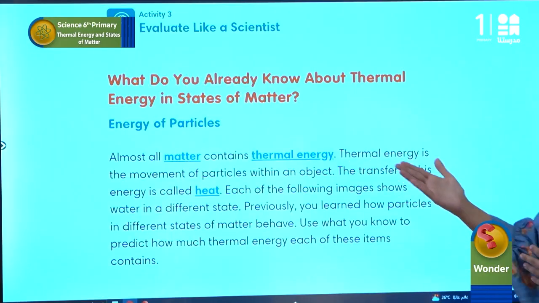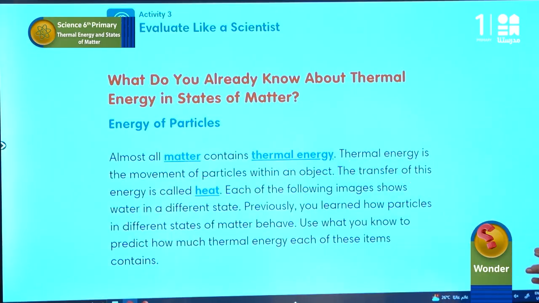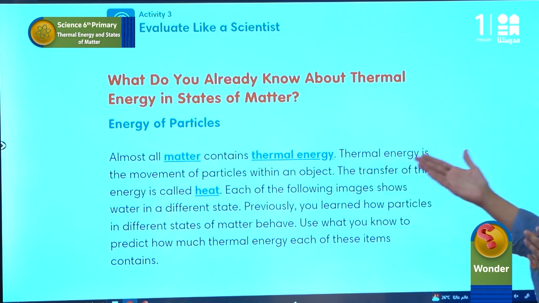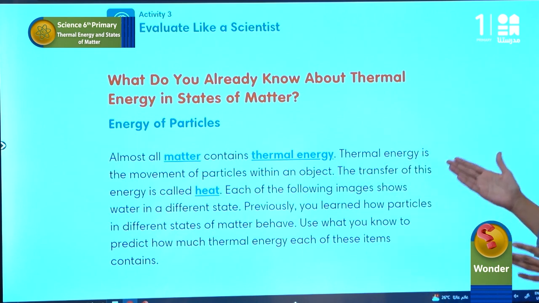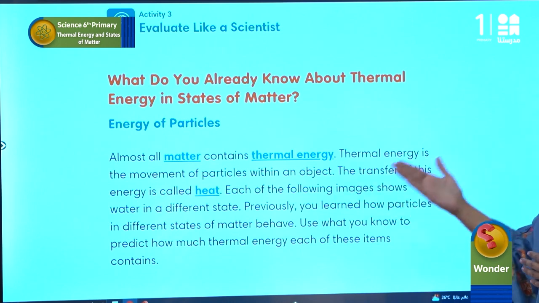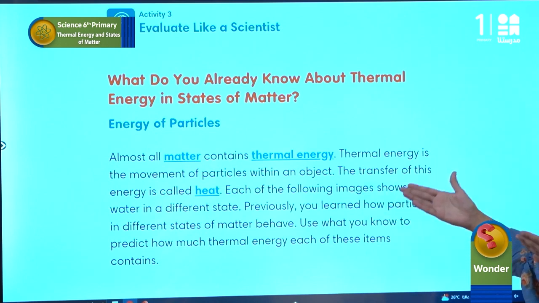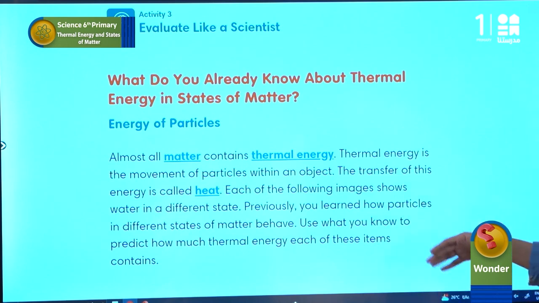Almost all matter contains thermal energy. Thermal energy is the movement of particles within an object. The transfer of this energy is called heat. Each of the following images shows water in different states. Previously, you learned how particles in different states of matter behave. Use what you know to predict how much thermal energy each of these items contain.